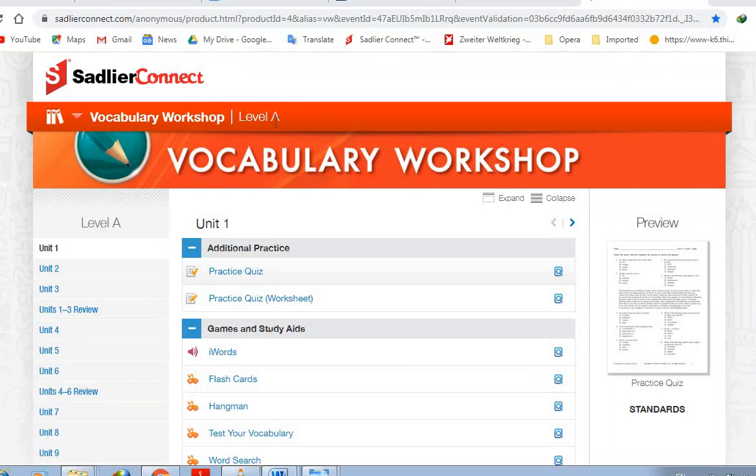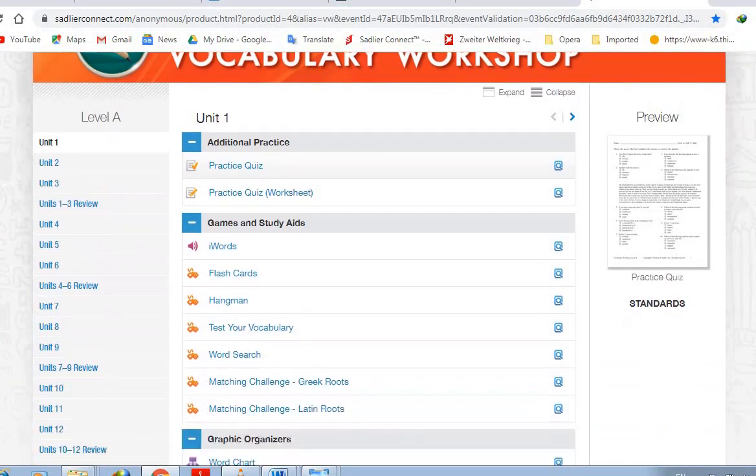Choose the book level A. This is your level, grade 7, level A. And then take care, you have to choose the unit. This is unit 1, to start with unit 1. You have to go downward to find unit what? Unit 10, yes, unit 10. That's unit 10. Click. Yes, this is unit 10.